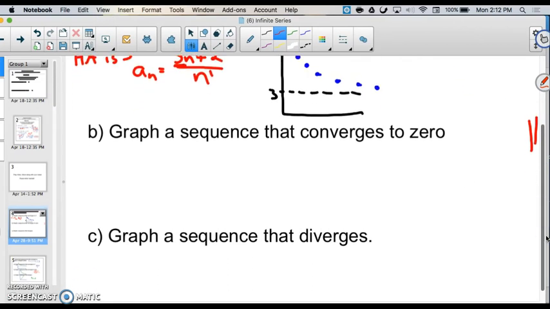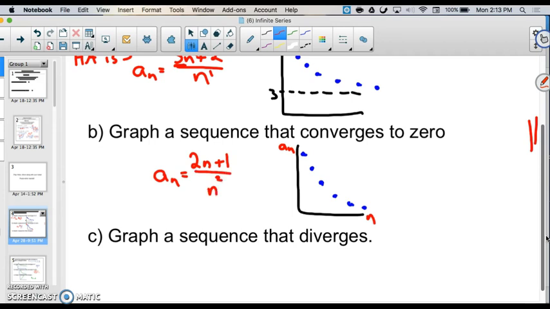All right, if it's converging to 0, same situation, except this time, instead of our points converging to 3, we're converging to 0. If we label these, our x-axis should be n, and our y-axis should be a_n. In this situation, a_n should equal, or could equal something like (2n plus 1) over n squared. Or it could look like a_n equals 1 over 3 to the n power.